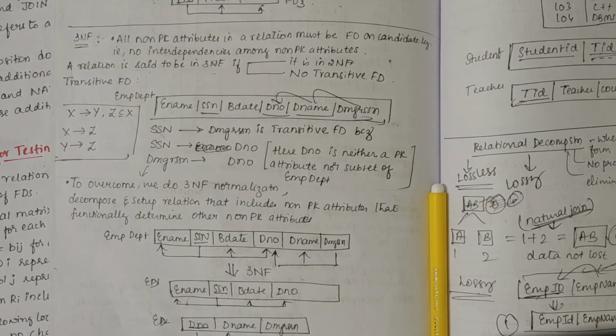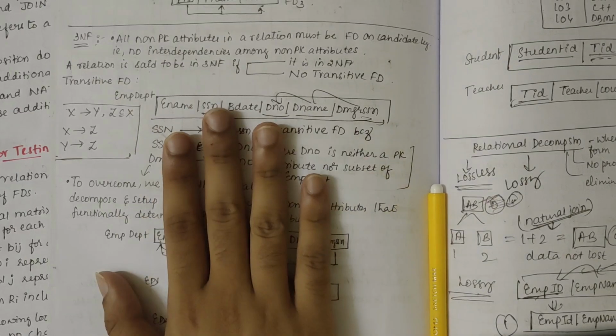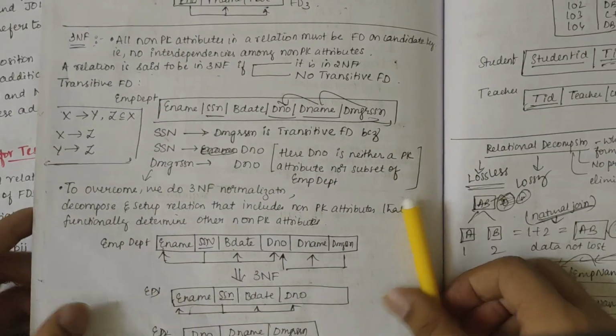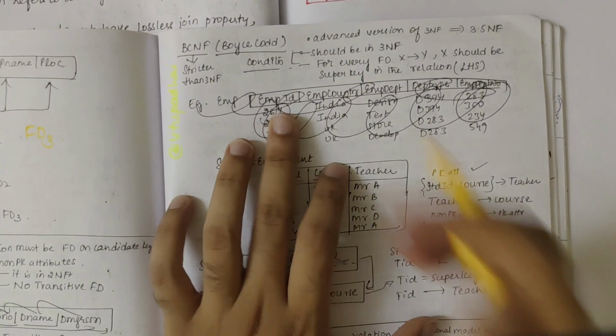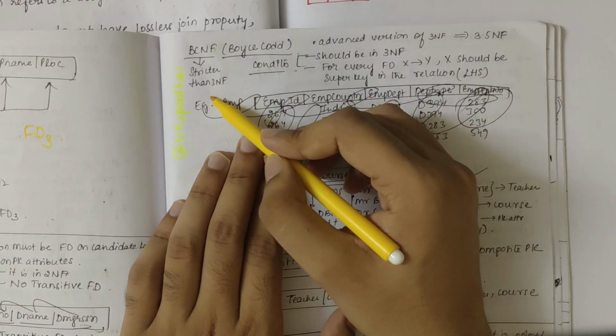So these two are dependent on the primary attributes. So there is no problem of 3NF here. Transitive functional dependency problem is avoided here. Next we have BCNF, that is stricter than 3NF.